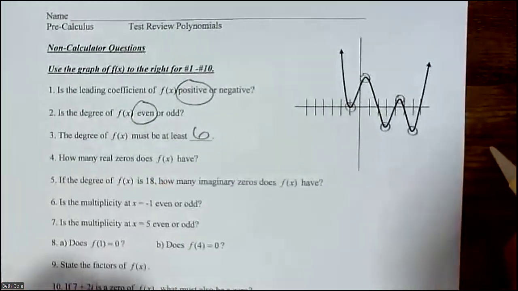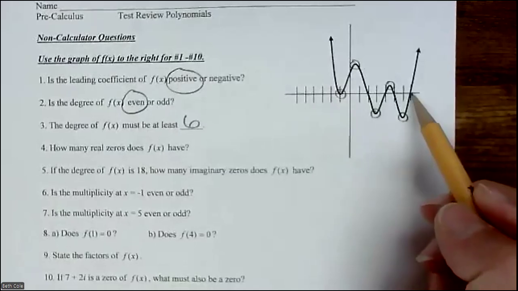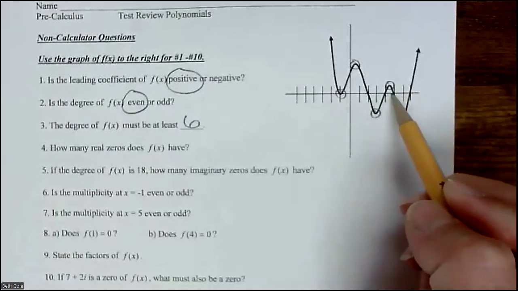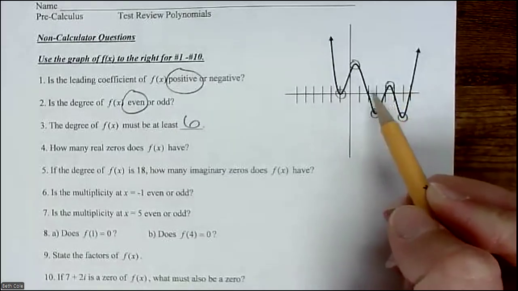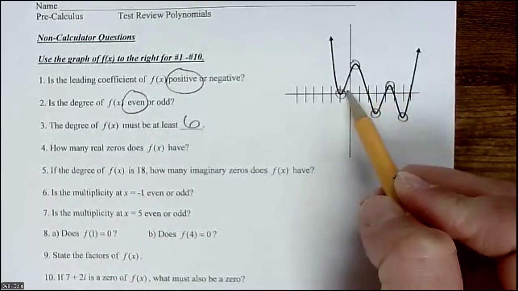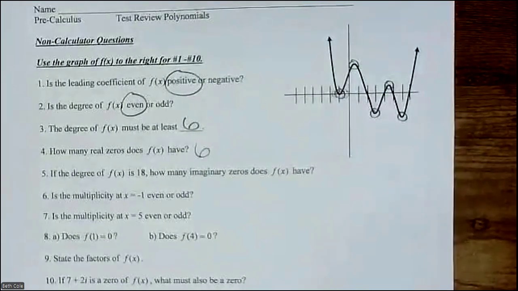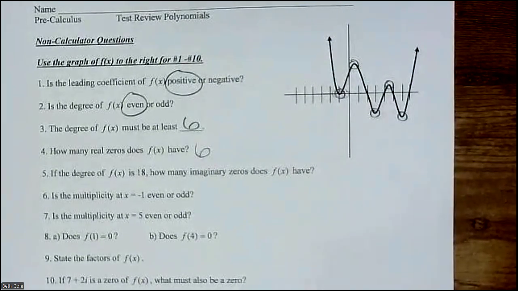How many real zeros? This is a little tricky. We're going to count where it touches the x-axis. Can you guys just watch? I'm going to point to it. You ready? 1, 2, 3, 4, 5, 6. Why does that count twice? Because it bounces. So 6 is the answer.